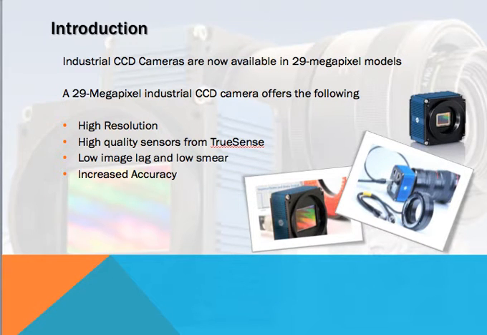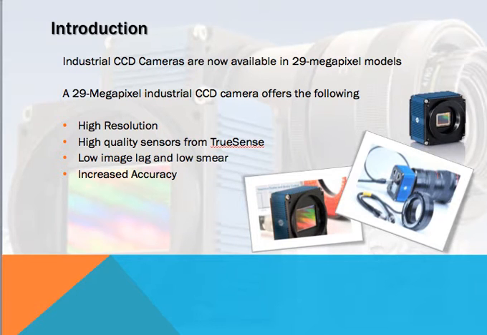Here's the thing, 29 megapixel industrial cameras are relatively new in the camera world. Basically, around 2011 they started to become more prominent, introduced by major camera manufacturers based on the Kodak TrueSense sensor. Kodak was purchased by a management company, and they're now called TrueSense, but it's basically the Kodak technology, based on interline transfer CCD sensors. These are very high quality sensors. Kodak, of course, has been in the business for some time.